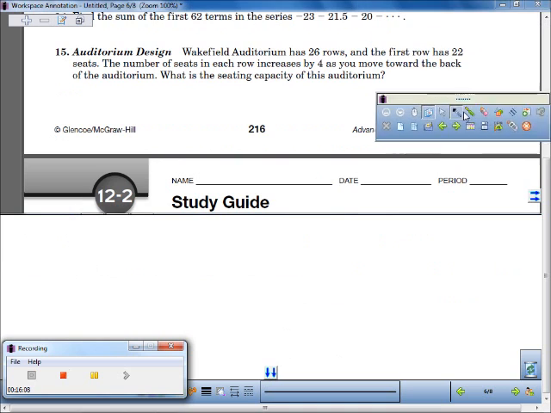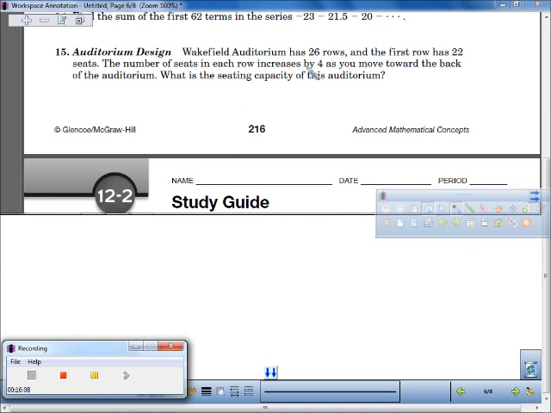For this particular one, we're told that we have an auditorium that has 26 rows. And the first row has 22 seats. The number of seats in each row increases by 4 as you move toward the back of the auditorium. What is the seating capacity of the auditorium? Okay, so it's an arithmetic sequence, and we know enough information here to figure out the seating capacity. We want all the seats. We're not asking how many the last row has in it, or anything like that. But we'll have to go through a process to figure this out.